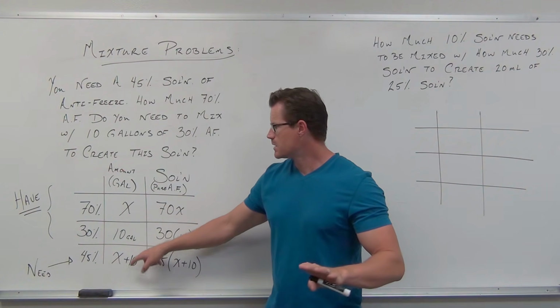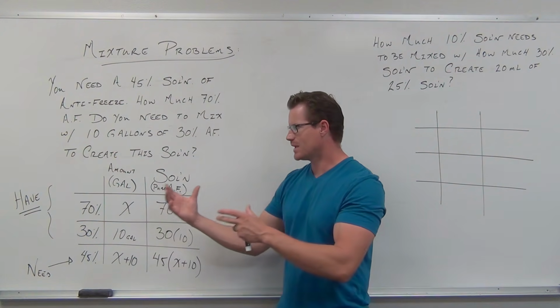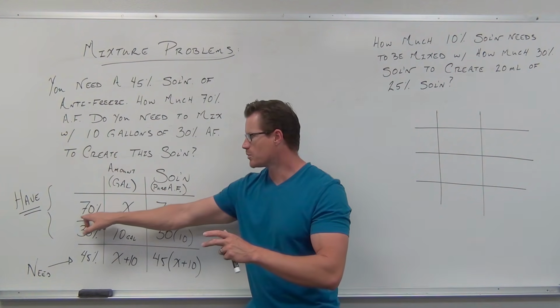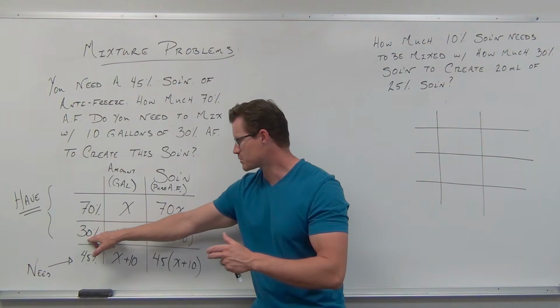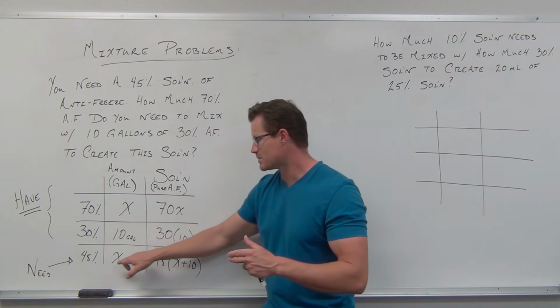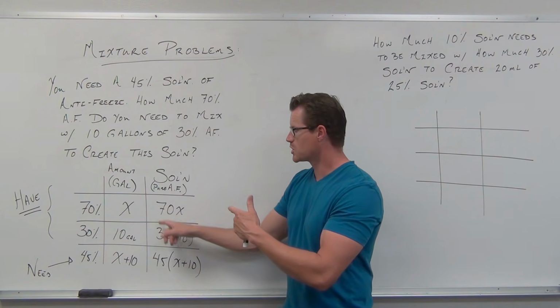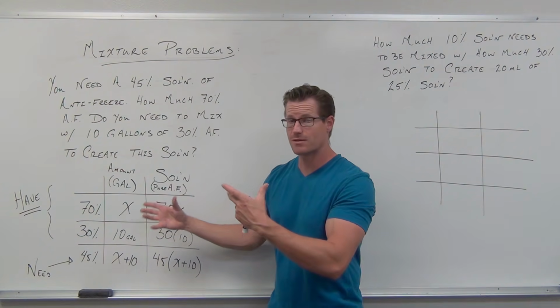Keep that in mind. To find any percent of any solution or any other number, multiply your percent times the amount you have. Multiply the percent times the amount that you need. That's going to give you the pure solution, a pure undiluted antifreeze in this case.